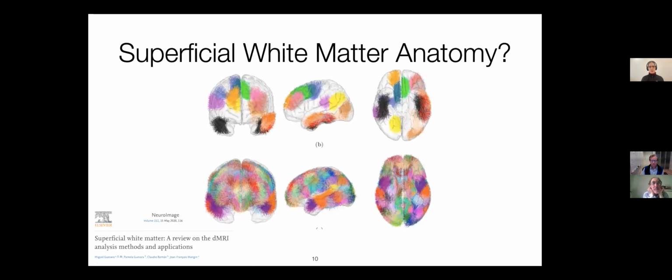So what do we know now about superficial white matter anatomy using diffusion MRI and tractography? There was a really nice review paper, which you can see in the lower left, in NeuroImage in 2020, called Superficial White Matter: A review on the diffusion MRI analysis methods and applications. It describes the current state of the art regarding superficial white matter mapping, especially with tractography. One of the things this paper talks about is existing superficial white matter atlases. The picture I'm showing here is part of a figure from that paper.